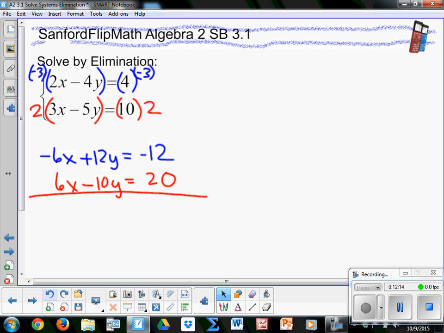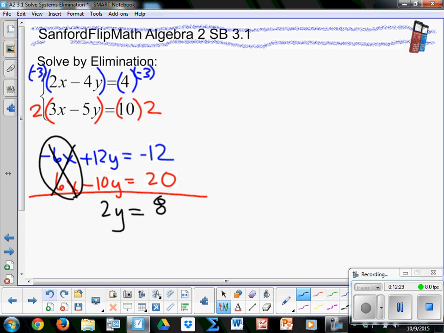Okay, so now it's time to add them up, I hope. Negative 6x plus 6x, bye-bye. 12y minus 10y is 2y equals 8. Negative 12 plus 20. Divide both sides by 2. This is looking like it's working. Y equals 4. Okay, I wish we were done. We're not. So again, we need to find x.